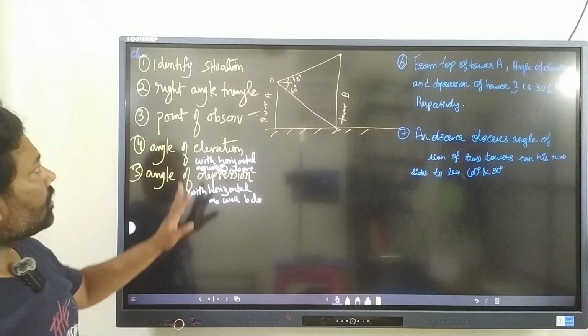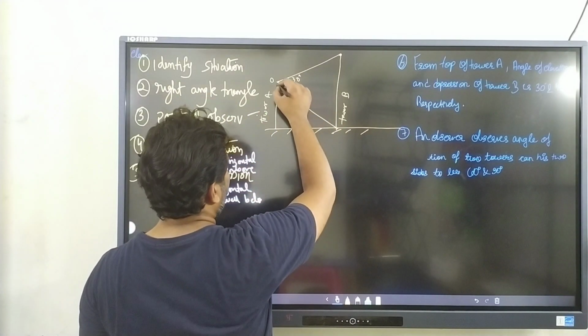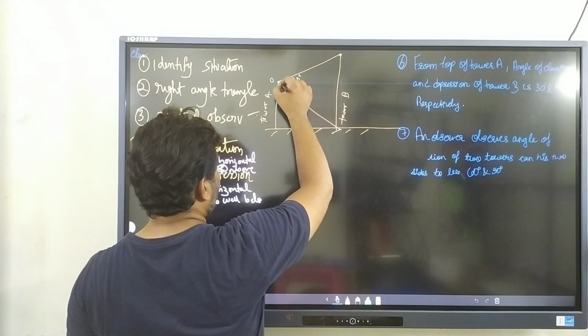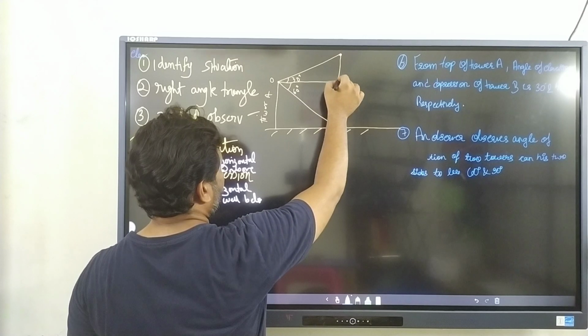Fine. So the situation, then, is right angle triangle formation. Now here you can see the right angles. This will be the one right angle triangle. This is the one right angle triangle, right?